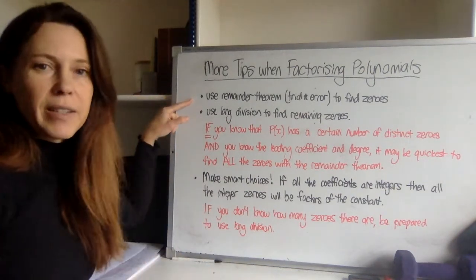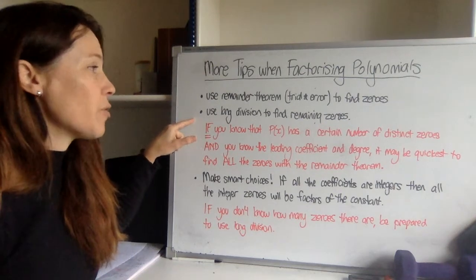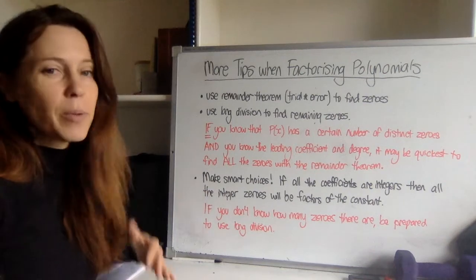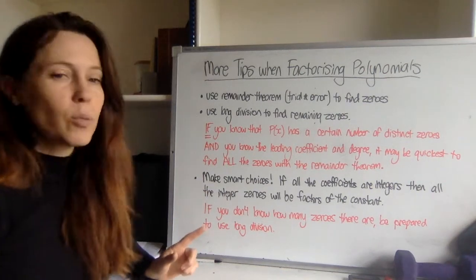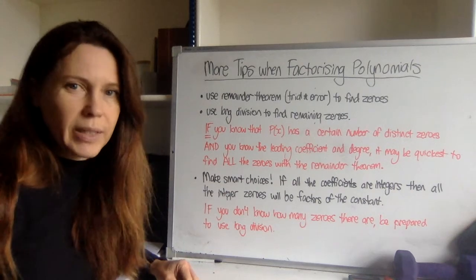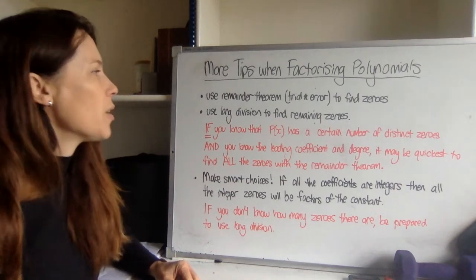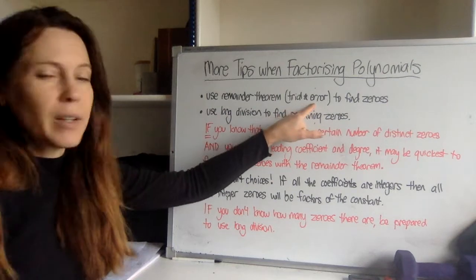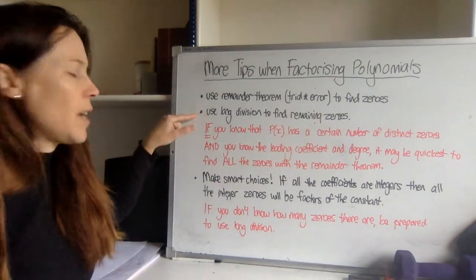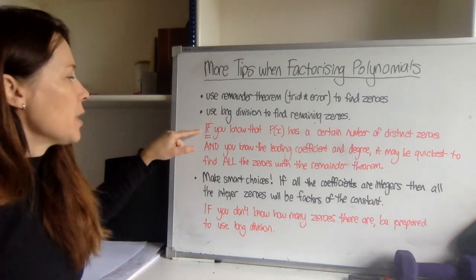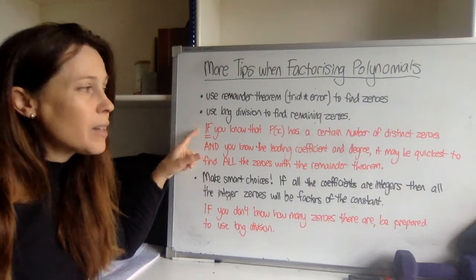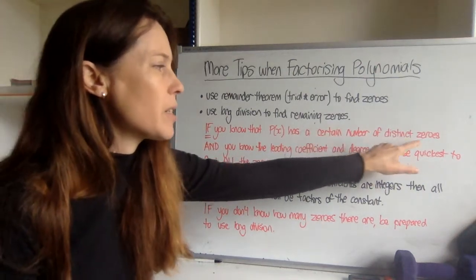Once we've got a few factors, we've learnt that we can use long division to find the rest of the zeros or the rest of the factors. If we know one, we know the other. But we always want to look for tips that will help us get things done more quickly and easily. So it's important to know when to throw your effort after finding the zeros with this method and when to just call it quits and use your long division. So here's a tip. If you know that a certain polynomial has a certain number of distinct zeros.